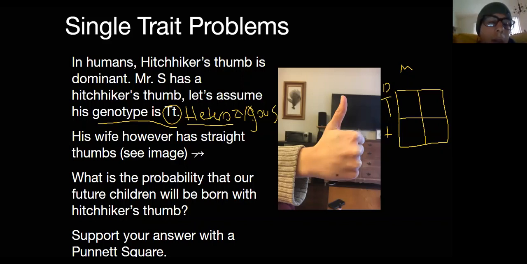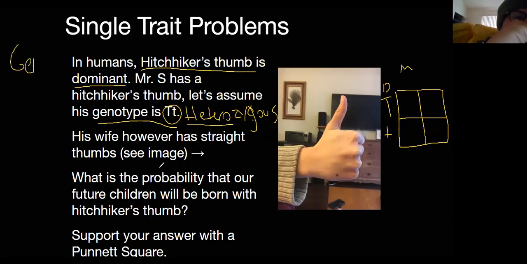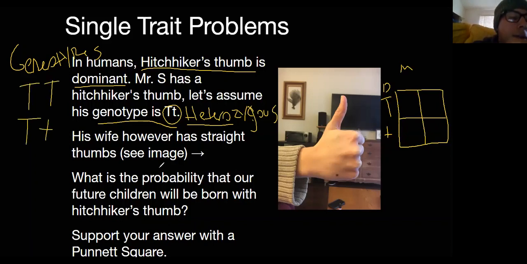Right? His wife has straight thumbs. So what does this mean? Well, let's read this question again. Hitchhiker's thumb, so when your thumb bends backwards, that is dominant. So let's draw out the possible allele combinations, the possible genotypes. So our possible genotypes, there's 3. Let's see if you can do them before I do, but you could have big T, big T, or big T, little t, or little t, little t.